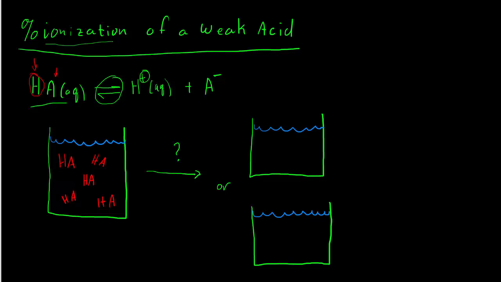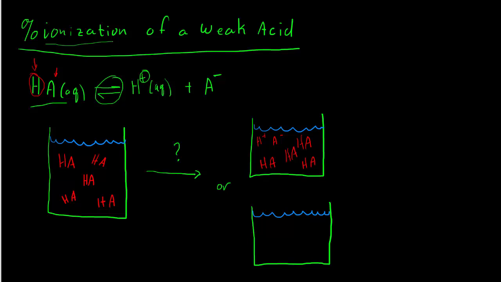And so the question is, are they going to dissociate a little bit? So maybe only one of them breaks apart. Let's imagine it's this first one. And is broken apart into H+ and A-. And the rest of the molecules simply stick together as HA molecules in your solution. So this might be an example of what happens if it only ionizes a little bit.